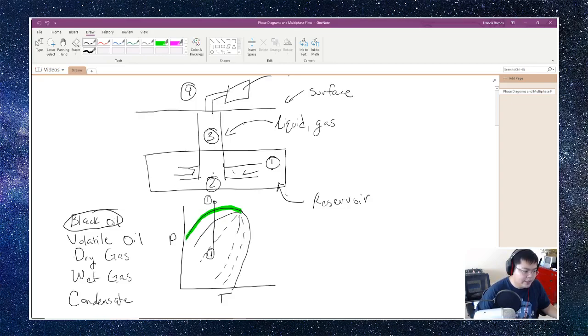Now, volatile oil is the same. Volatile oil is the same concept. Now, remember what we said before? Volatile oil is just when the reservoir conditions are closer to the critical point. So there's not really much change visually in the ecosystem of the reservoir.